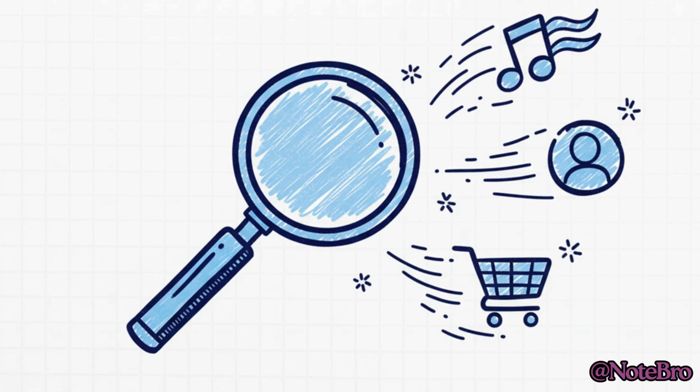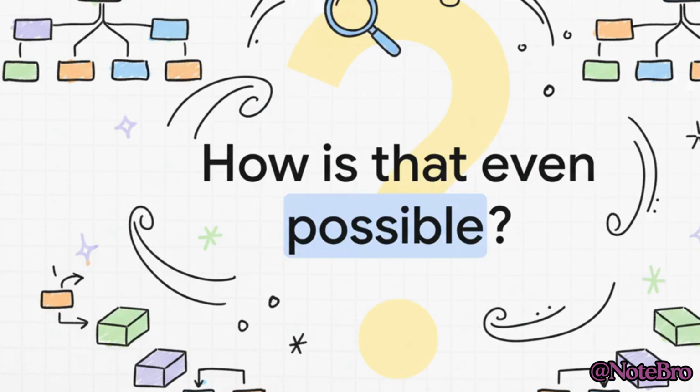You search for a song, you look up a friend's profile, you're trying to find a product, and bam, it's just there, instantly. Now, this isn't magic. It's a really, really brilliant piece of computer science that's all about organizing data in an incredibly clever way. So, how do databases manage to find that one tiny needle in a colossal digital haystack so fast? That is the exact question we're going to dig into right now.